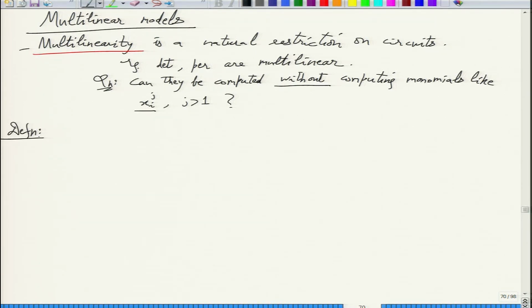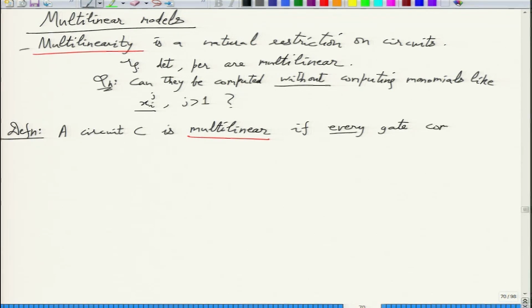Okay, so a circuit C is multilinear if every gate computes a multilinear polynomial.